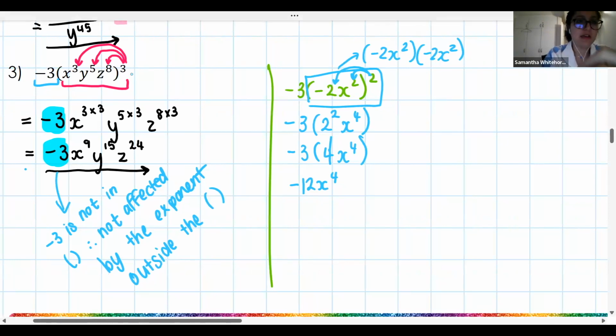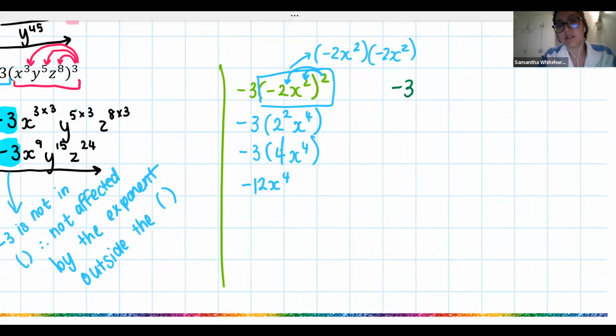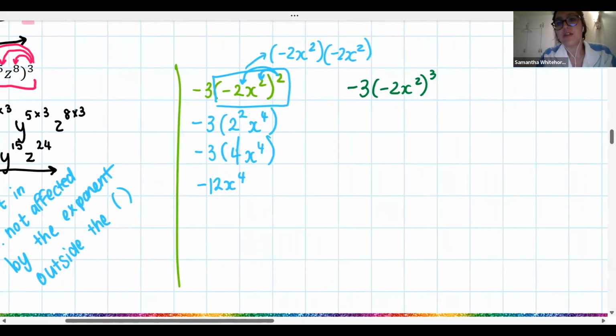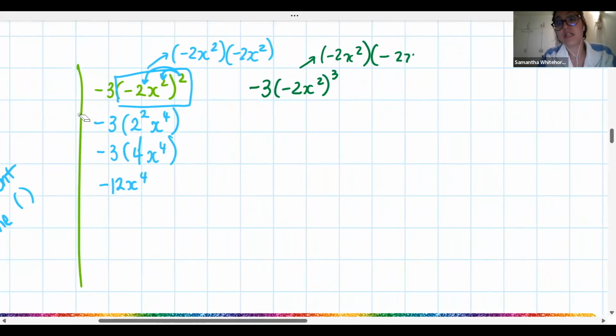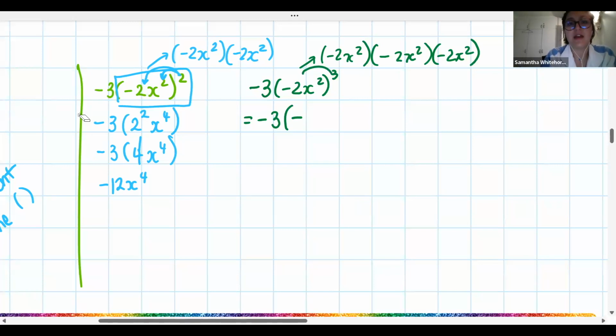If, however, this exponent had been an odd number, so if right at the start this had been exactly the same, but the exponent outside had been a cube, this is now saying that I'm multiplying this minus 2x squared 3 times. Now, if I'm multiplying 3 negatives, what sign do I end up with? Negative. Good. So now we would have negative 3 times negative, and I multiply my exponent. 2 cubed x to the power 6.